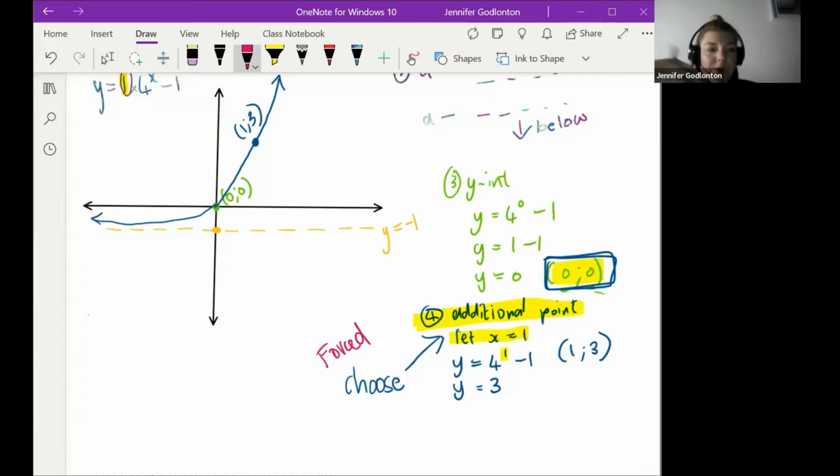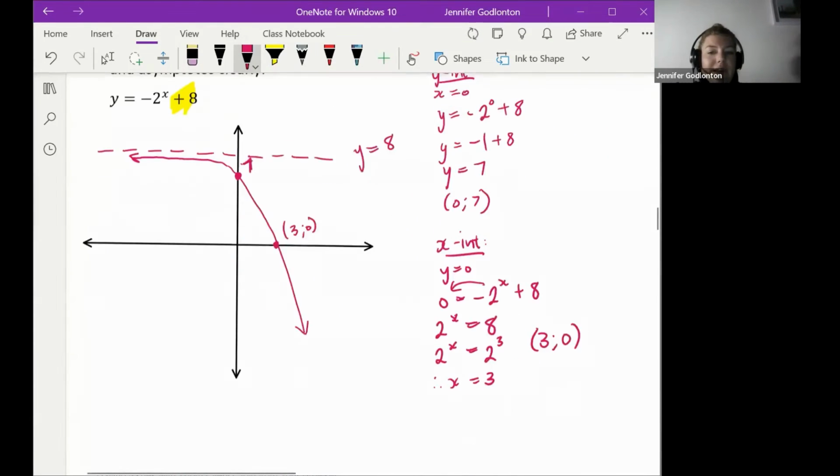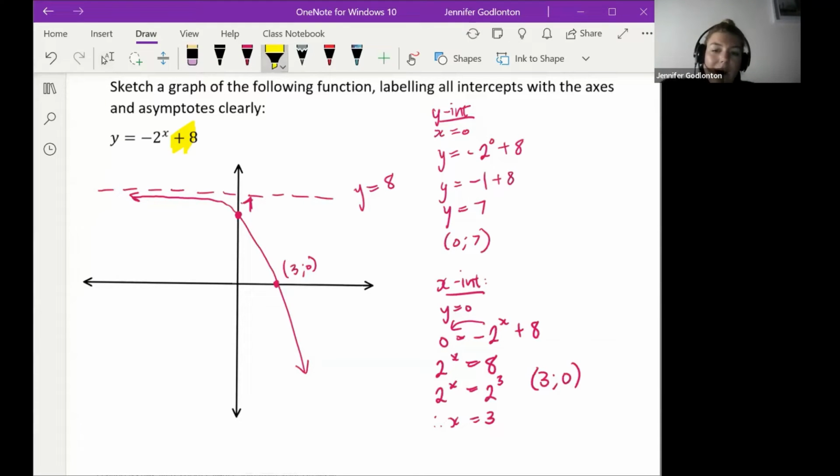We didn't have an option. We had to find another point. In this graph over here, my y-intercept wasn't 0, 0. So now because of that, I didn't have to choose a value for x. I could just find my x-intercept.